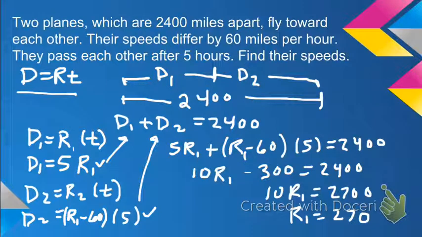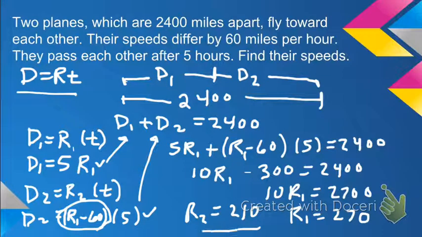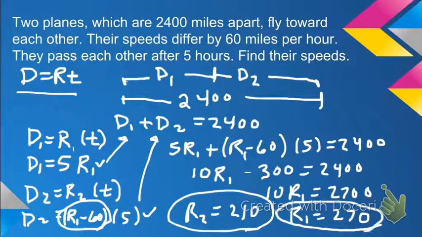Now, if you plug that back into this right here, the rate of plane 2, which was the rate of plane 1 minus 60, you get the rate of plane 2 was 60 miles an hour slower, because we said that plane 1 was going faster. So that's going to be 210. And the question asks you to find their speeds. So you got 210 miles per hour and 270 miles per hour.